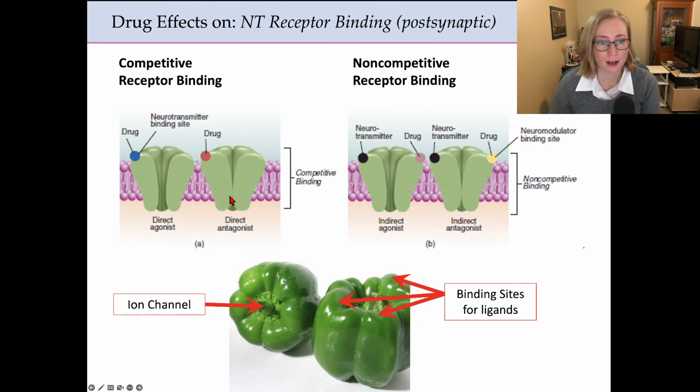We can also have a direct antagonist. The drug comes on the competitive site for the neurotransmitter and doesn't allow the channel to open. It'll be an antagonist. Or on the alternate binding site, a drug binds, and despite the neurotransmitter binding, it will not open. It'll be an antagonist. So basically, you can be a direct or indirect agonist or antagonist.